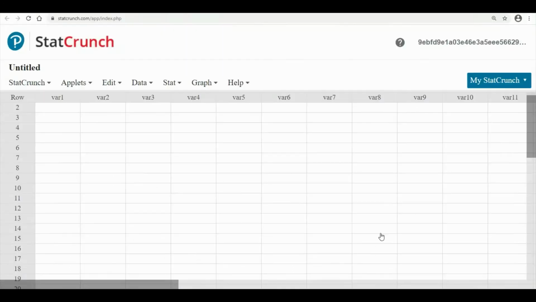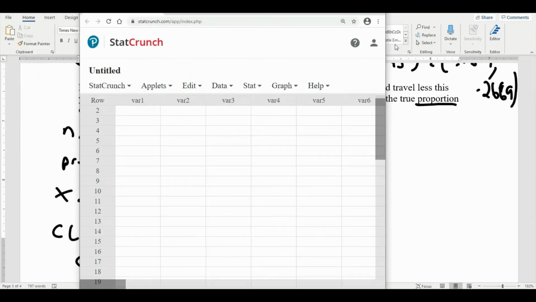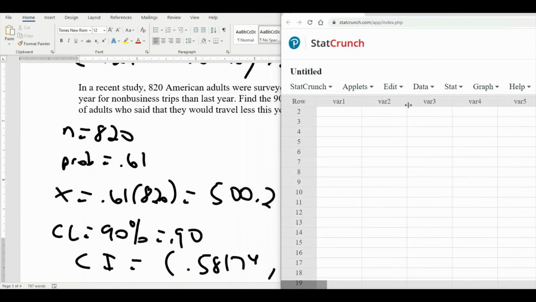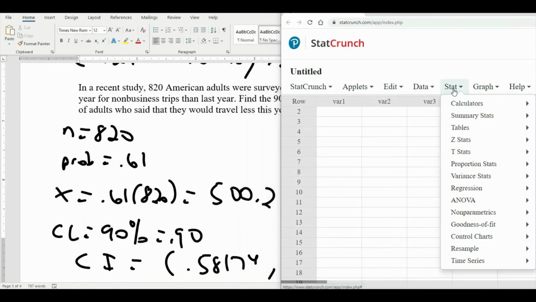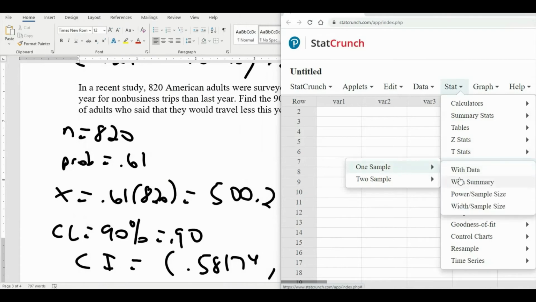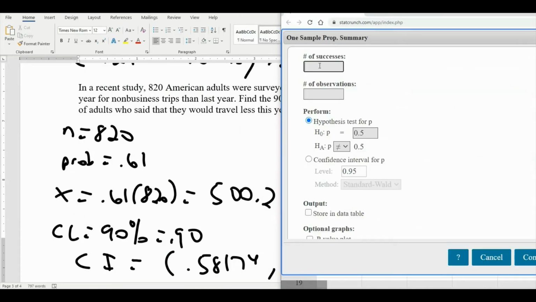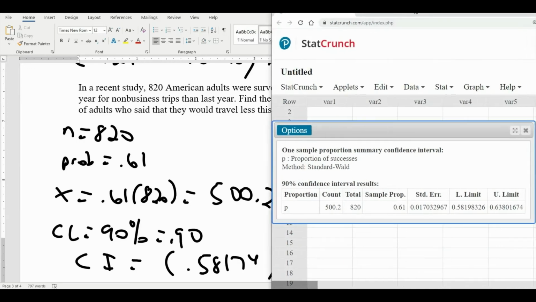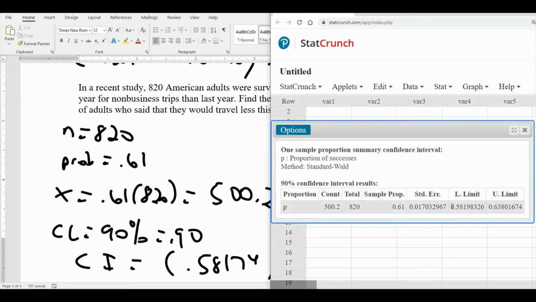You can also use StatCrunch. Let me minimize this. See if I can type in 500.2 on that one. So let's go to Stat, Proportion, One Sample, with summary. Number of successes, number of observations, confidence interval. The level is 0.90. Let's click Compute. Well, it did let me do it. Interesting, isn't it? So StatCrunch may be better. It's probably more accurate.